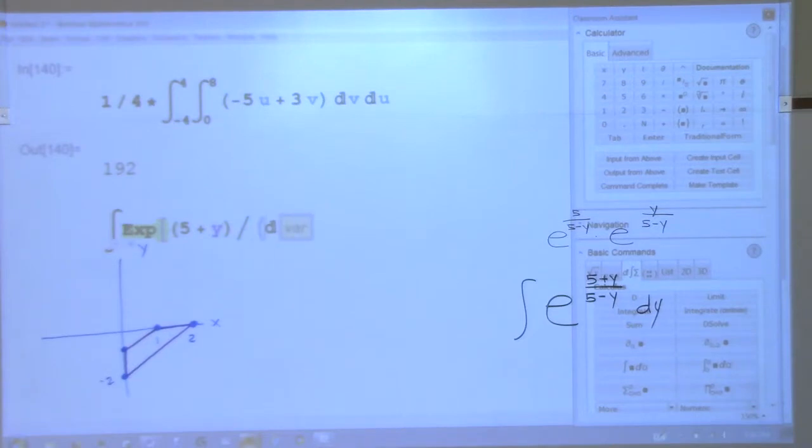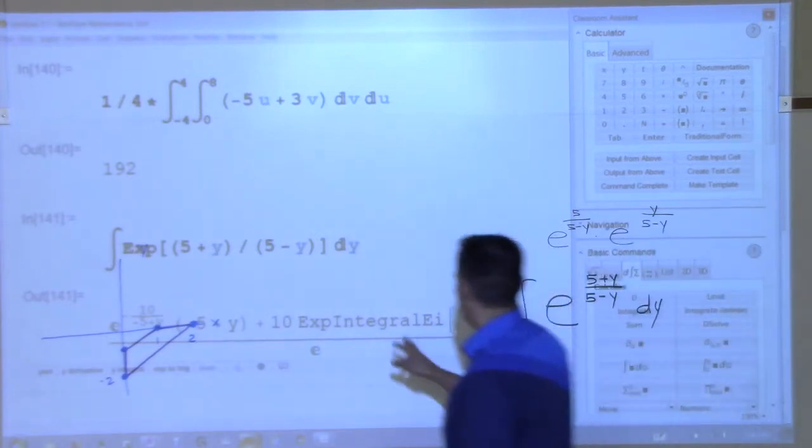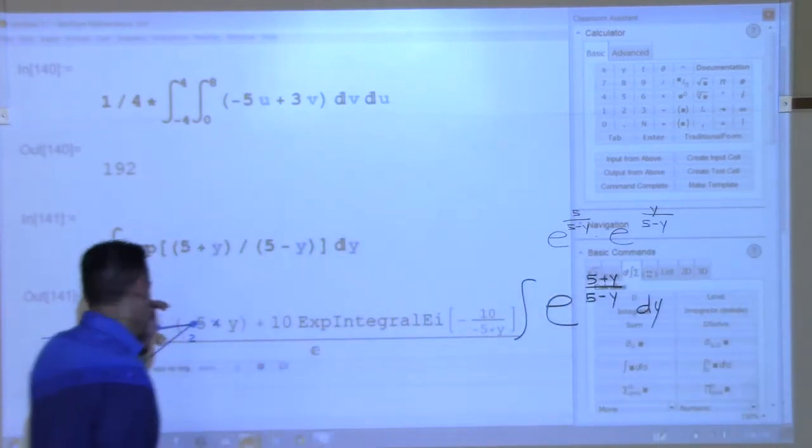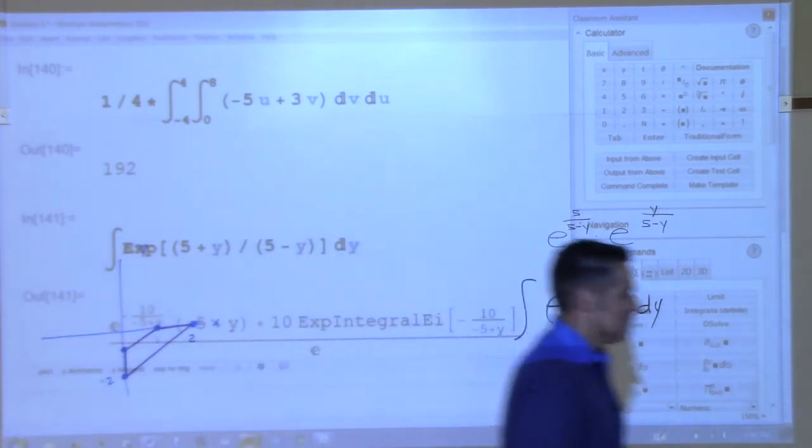over 5 minus y. And we're integrating with respect to y. Oh, yeah, exponential integral error thing. Yeah, no. We're not doing that, okay? We are not doing that integral by hand. No way.